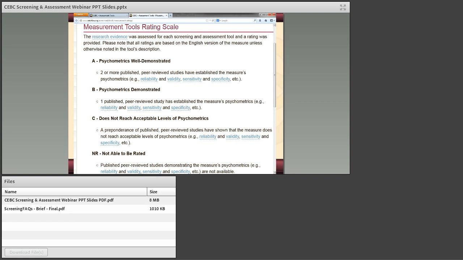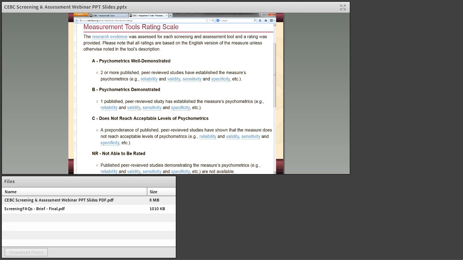All right, so the CEBC uses research on tools to evaluate the evidence supporting the tool's effectiveness. This is an image of the measurement tool rating scale. First, note that the CEBC only rates the English language version of the tool unless otherwise noted. So as with the program rating scale, the tool rating scale does not categorize tools as evidence-based and non-evidence-based, but provides ratings that indicate varying levels of supporting research evidence.